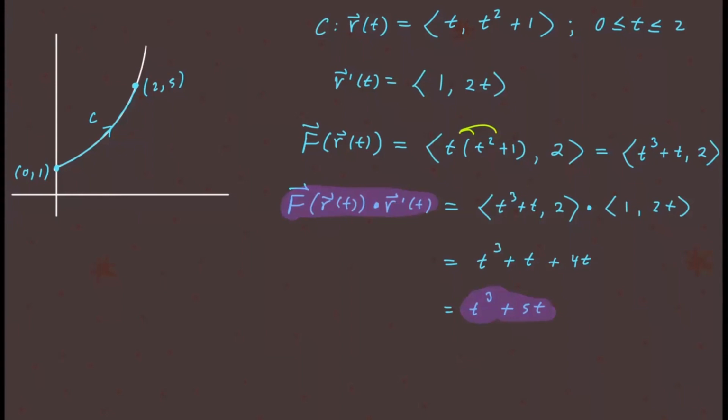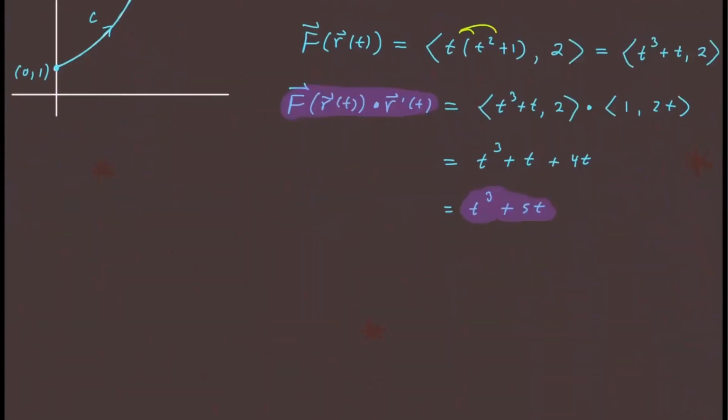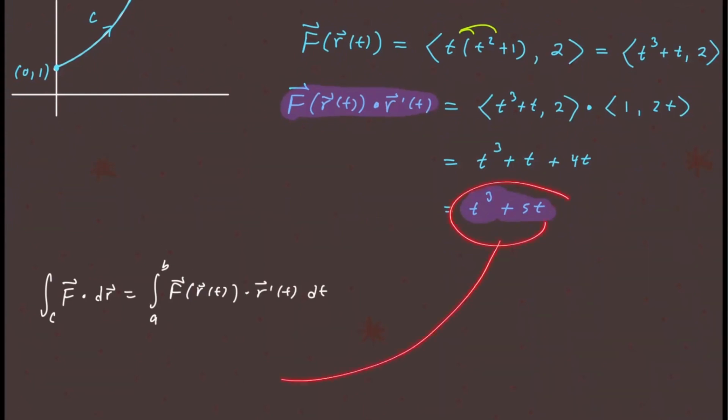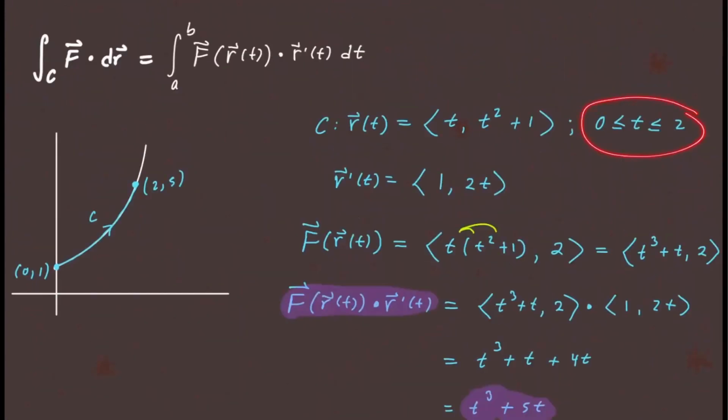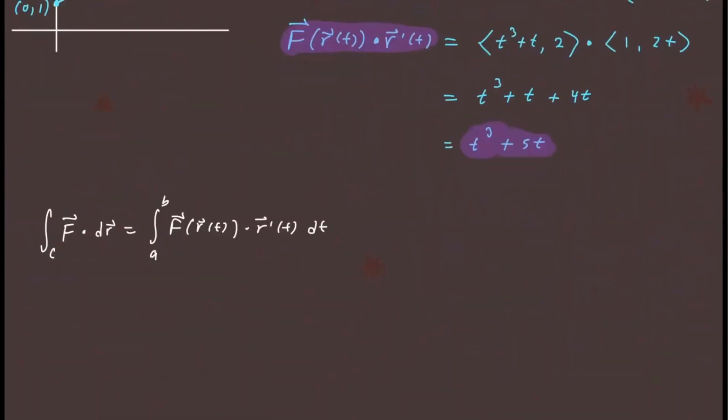All right, so our line integral along the curve C of F dot dr is equal to the integral from a to b of F of r of t dotted with r prime of t dt. We already know what's in the integrand, so we replace it with this, and our limits of integration are the t values from 0 to 2. So this will be equal to the integral from 0 to 2 of t to the third plus 5t dt.